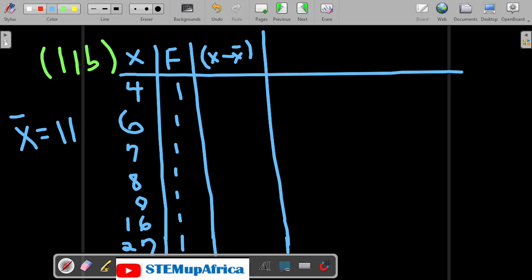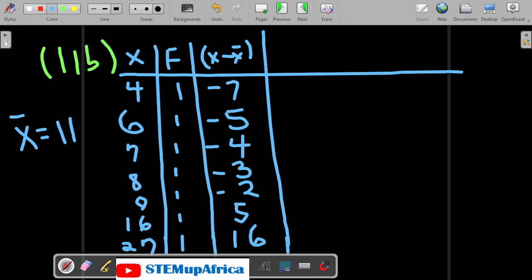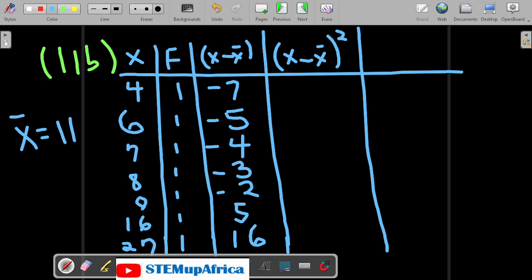So what is my x minus x bar now, which is 4 minus 11? That will give us minus 7. 6 minus 11 is minus 5. 7 minus 11 is minus 4. 8 minus 11 is minus 3. 9 minus 11 is minus 2. 16 minus 11 is 5. 27 minus 11 will give us 16. So I have x minus x bar all squared. If I square 7, I have 49. Here will give me 25. Here is 16. Here is 9. Here is 4.